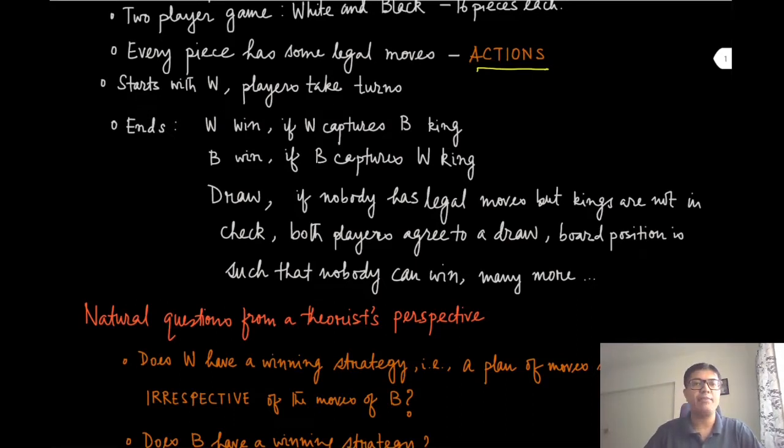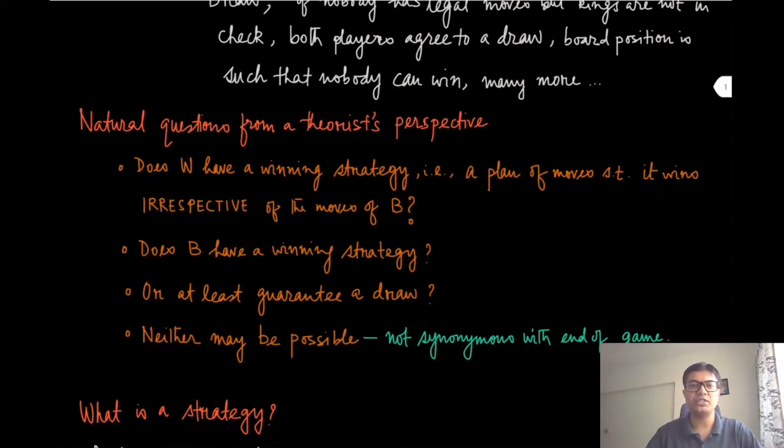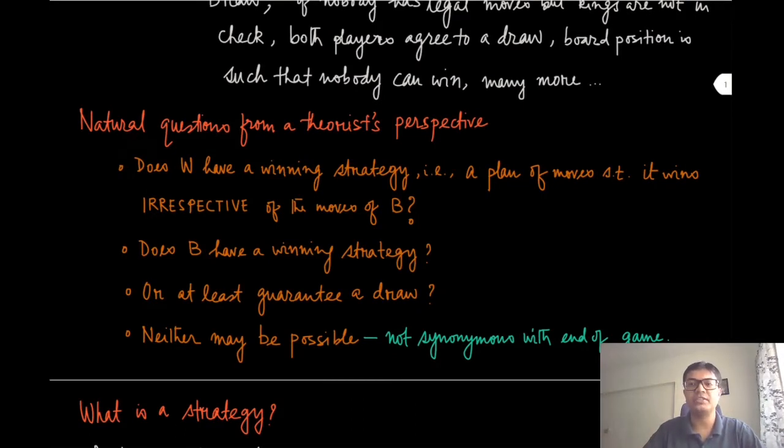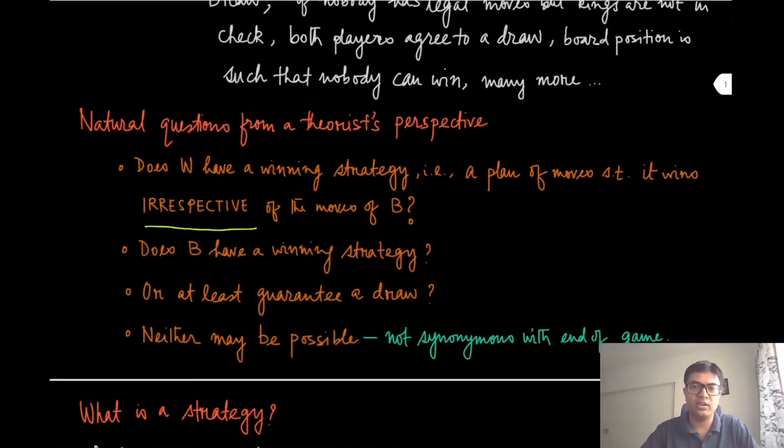Now, what can happen in this kind of situation? From a game theoretic point of view, we are going to ask the following questions, and all these questions are quite interesting to us. So does the white player have a winning strategy? What is a winning strategy? A plan of actions, a sequence of actions, such that it wins irrespective of the moves of B. So this is very important: whether player W wins no matter what action has been picked by B, then we are going to call it a winning strategy for the white player.